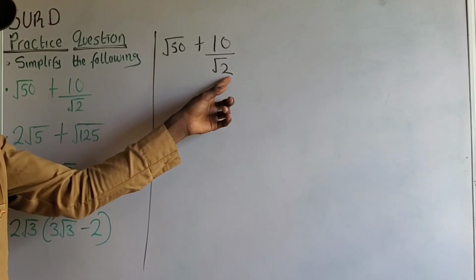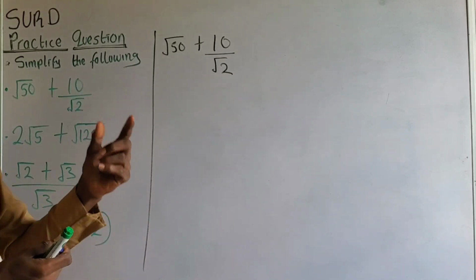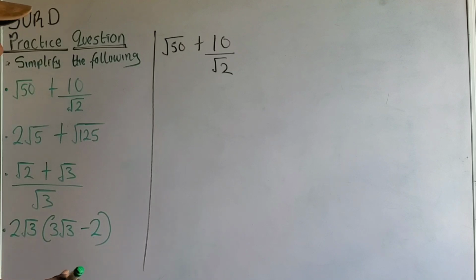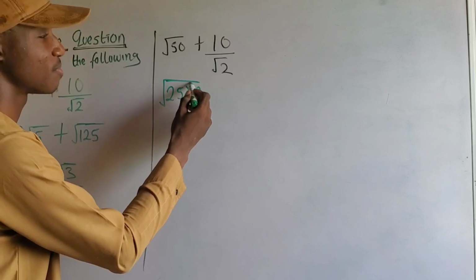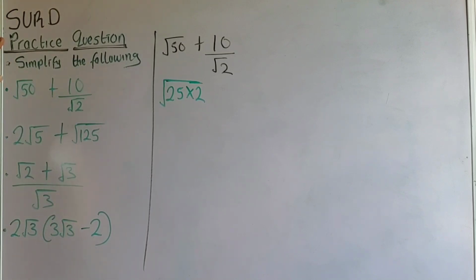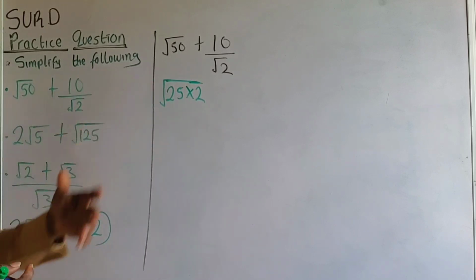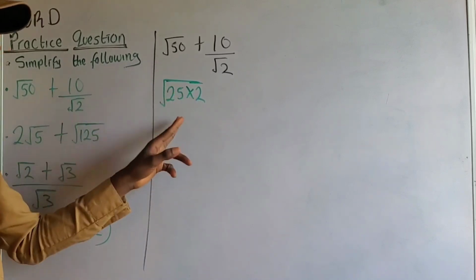So I will think of a number in such a way that if I take the product of that number and 2, I'm going to have 50. So what is that number? That is 25. So 50 can be written as square root of 25 times 2. Please pay attention. It is important that you learn how to think, especially when it comes to simplification of surds. Looking at the first question here, the simplest surd in this question is root 2. So what can I multiply by 2 to give me 50? That is 25. That's how I got 25 times 2, because I can express 50 as 25 times 2.